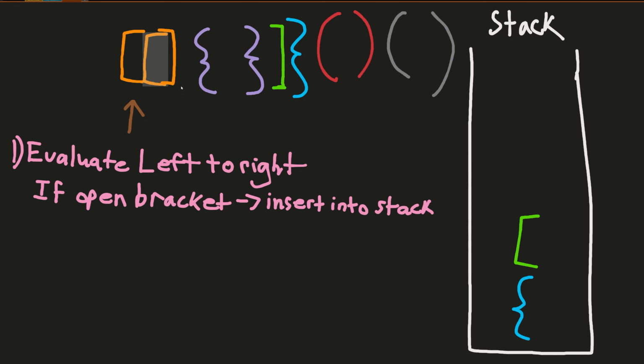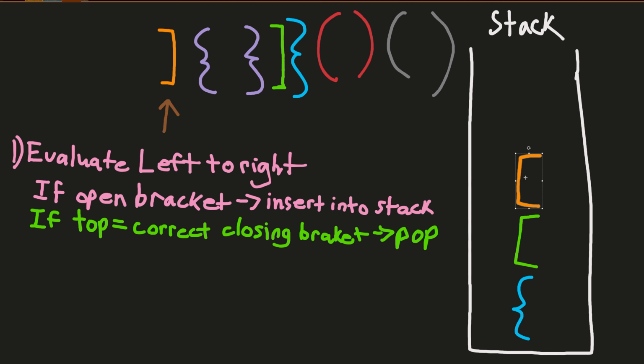We see that this is an open bracket, so this goes into the stack, and we move. Well, now we've seen a closing bracket. So what do we do? Well, if the top of the stack is the correct closing bracket to this one, then that means that we can just pop the stack because we found a correct pair. So we'll do just that.